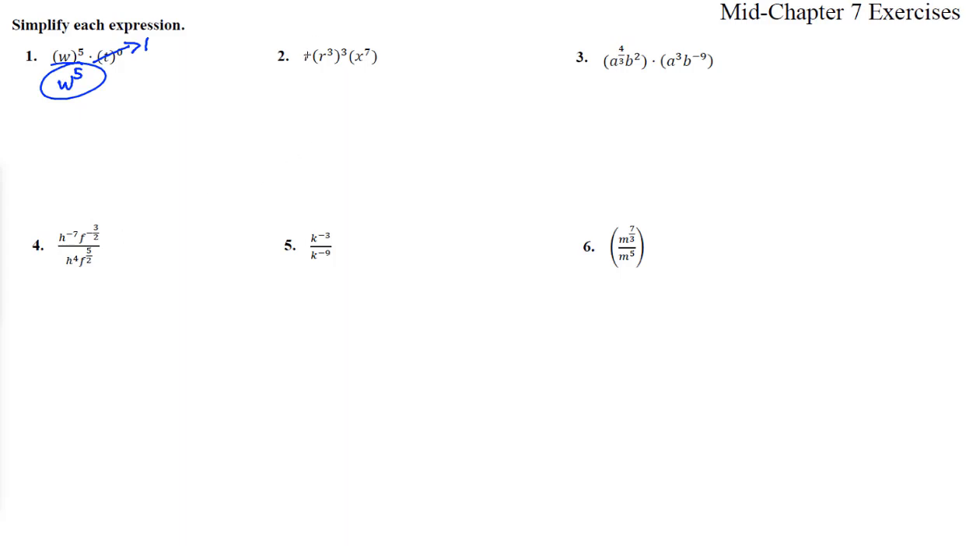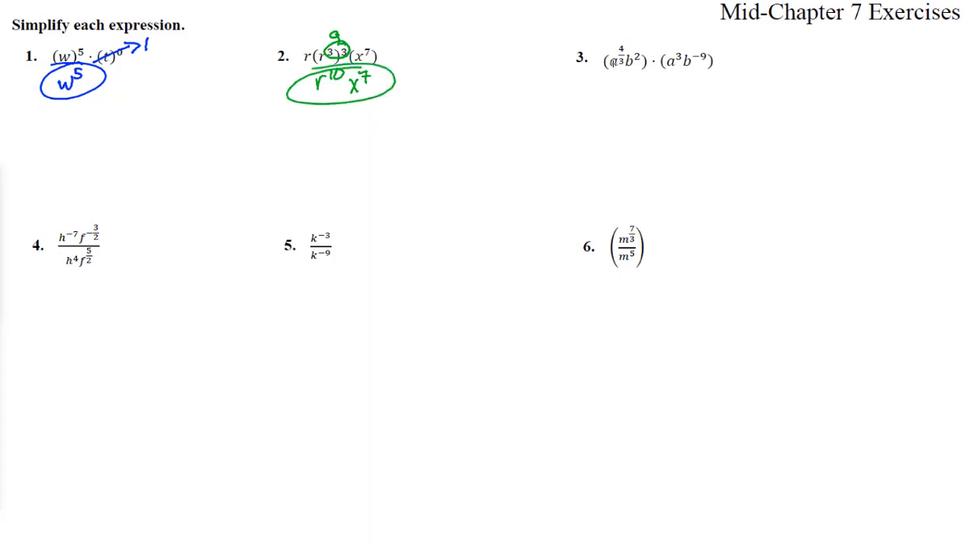Number 2, we have r times r to the third times x to the 7th. R to the third, anytime you have exponent to exponent, that multiplies, so that gives us r to the 9th. R to the first times r to the 9th, we add exponents to get r to the 10th, x to the 7th. And it just sits there like that.